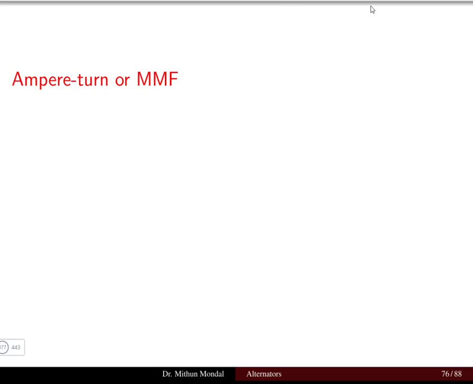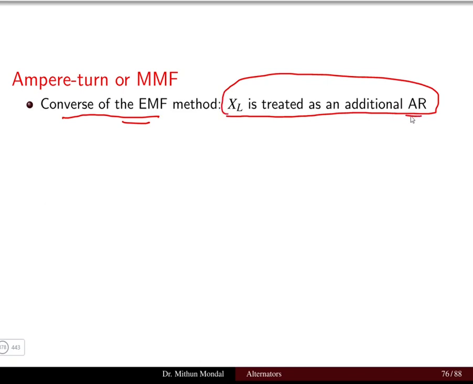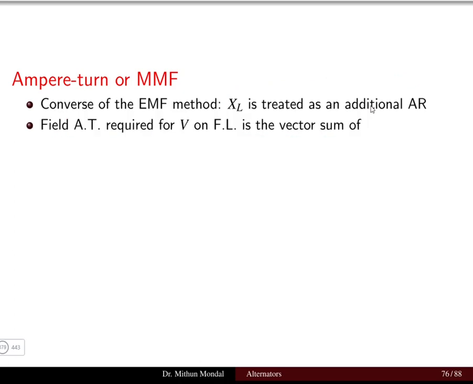Next method that we are going to discuss is basically the Ampere-Turn or the MMF method. So it is the converse or the opposite of the EMF method because the leakage reactance is treated as an additional of the armature reaction. So this limitation of the EMF method is taken into account here, that the leakage reactance is treated as an additional of the armature reaction.